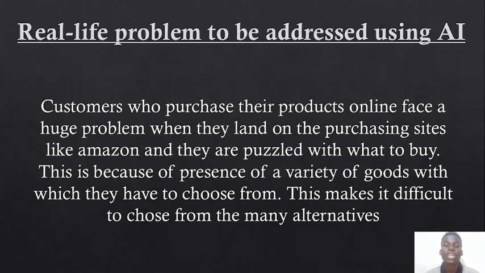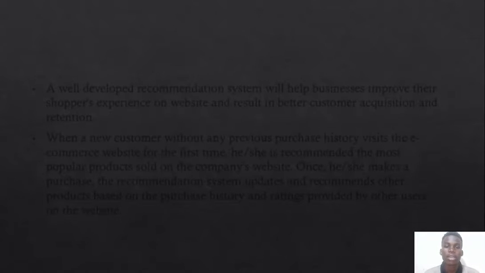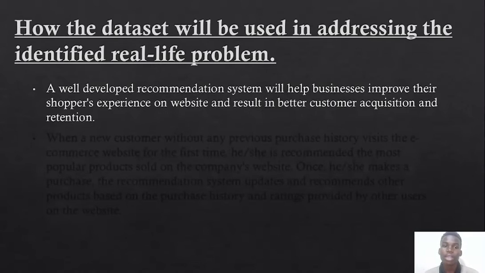Just know, like when you go to any of the e-commerce sites like Amazon, Jumia, or any other, they bring you a lot of commodities whereby you have to choose one that you're going to buy. But in most cases, we visit those sites when we don't know what we need particularly. So that is a very huge problem to the customers, and we are here to solve it with our artificial intelligence. So here we are having how the dataset will be used in addressing the identified real-life problem.